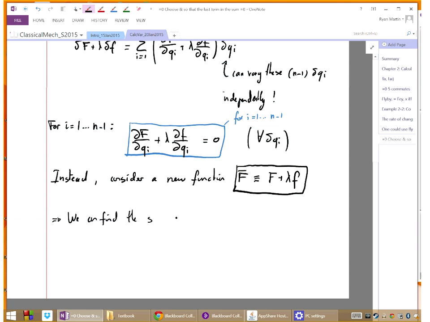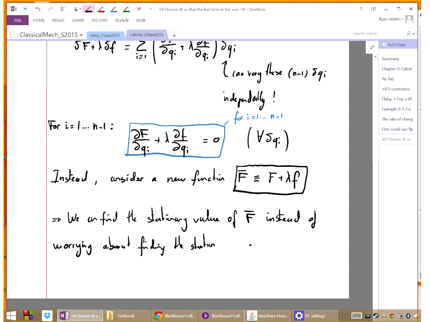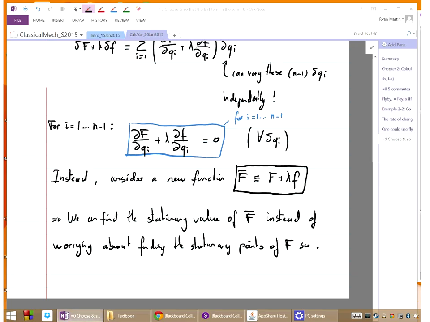So we can find the stationary value of F bar instead of worrying about finding the stationary points of F, of uppercase F, subject to the constraints given by lowercase f.